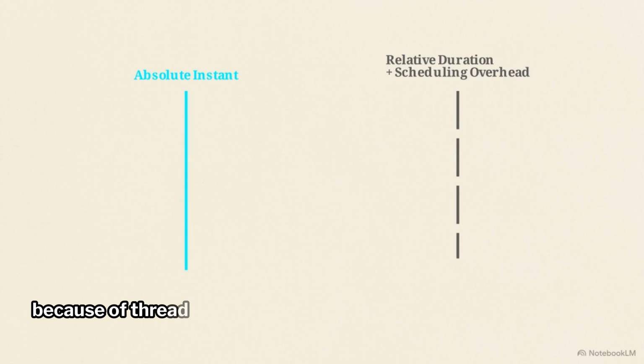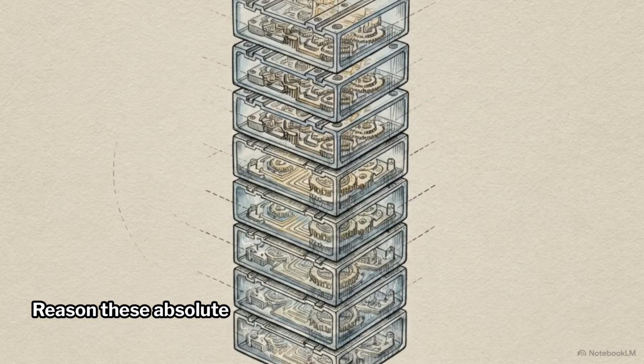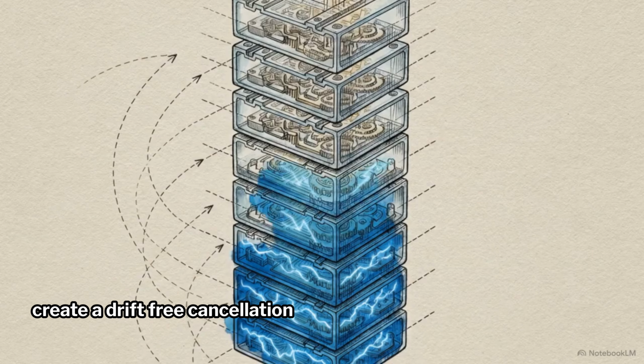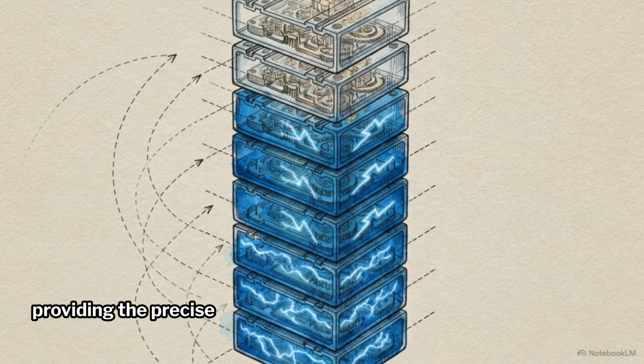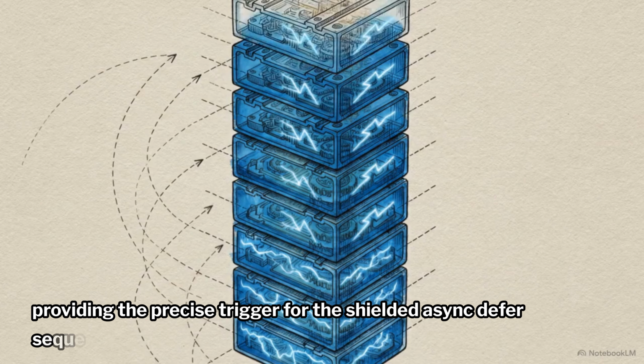SE0526 introduces withDeadline. Instead of counting relative seconds, it uses an absolute continuous clock instant. Because this instant is absolute, nested calls resolve to the earliest expiration point. This removes the need to manually calculate remaining time at every layer. When the clock hits that instant, the runtime triggers a cancellation error with a specific .deadline expired reason. These absolute deadlines create a drift-free cancellation hierarchy, providing the precise trigger for the shielded async defer sequence.